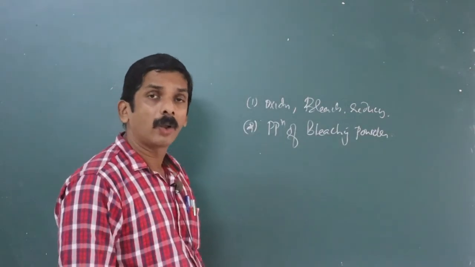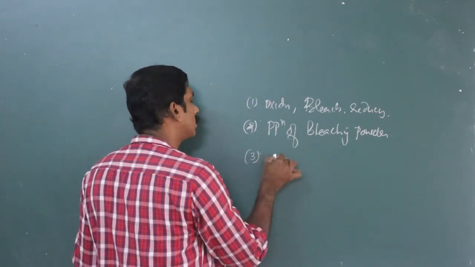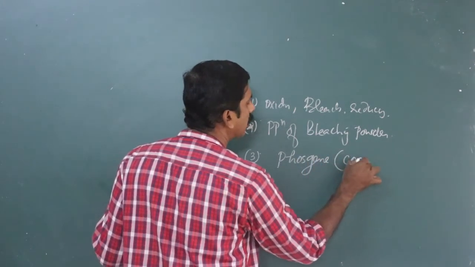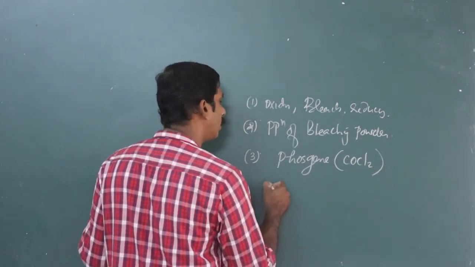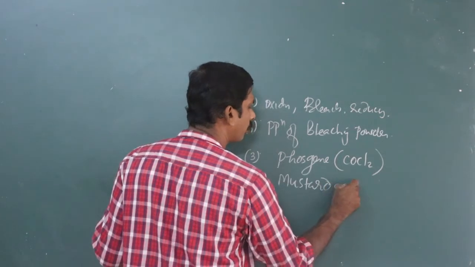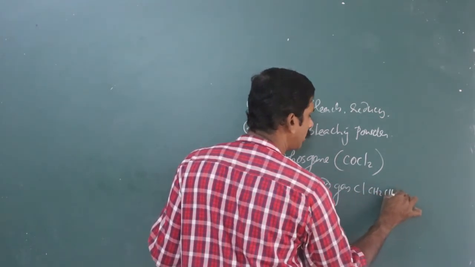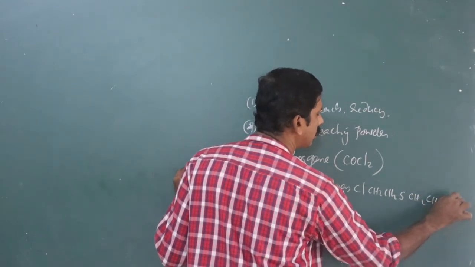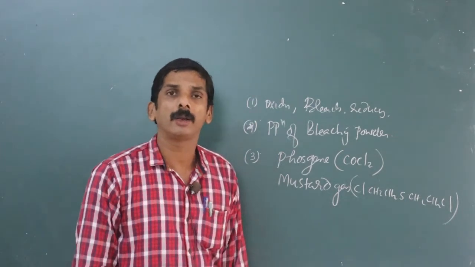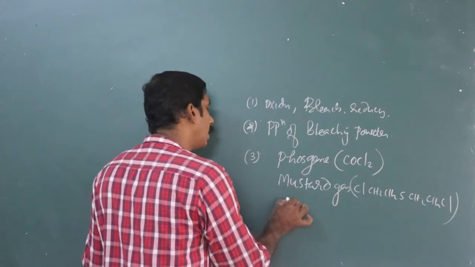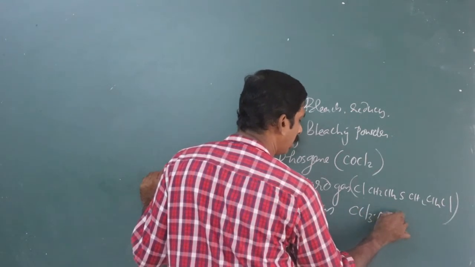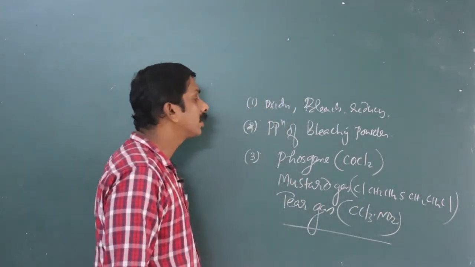And chlorine is used for the production of toxic gas such as phosgene. Phosgene is carbonyl chloride, COCl2, mustard gas, ClCH2CH2SCH2CH2Cl. This toxic or poisonous gas was used by Adolf Hitler during the Second World War. And also tear gas. Tear gas is CCl3NO2. All these are examples of toxic gas.